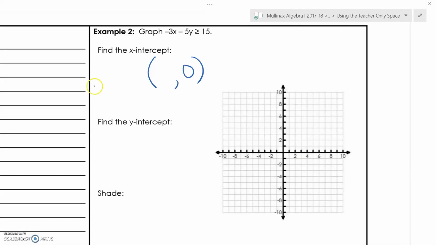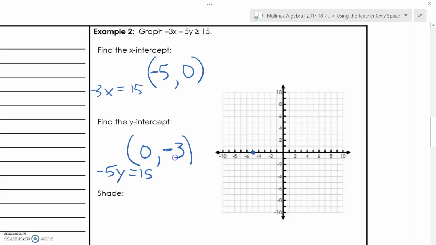When you plug in 0 for y, you get negative 3x equals 15. Divide by negative 3 and x equals negative 5. Find the y-intercept, plug in 0 for x, and graph that point. When you plug in 0 for x, you get negative 5y equals 15. Divide by negative 5 and y equals negative 3. Plot that point.